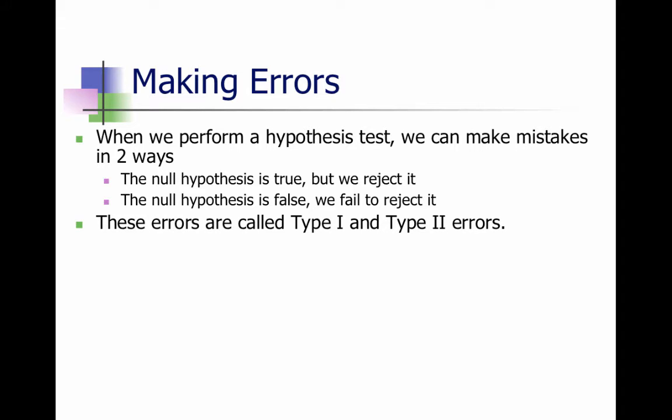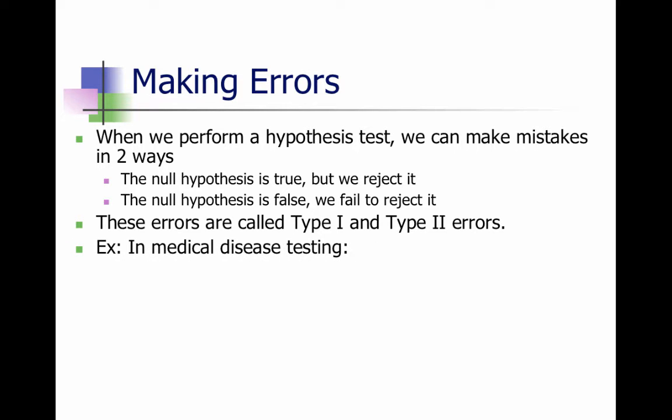These errors are called a type 1 and a type 2 error. The first one, where a null hypothesis is true but we reject it, is a type 1 error, and the second one, where the null hypothesis is false but we fail to reject it, is a type 2 error.